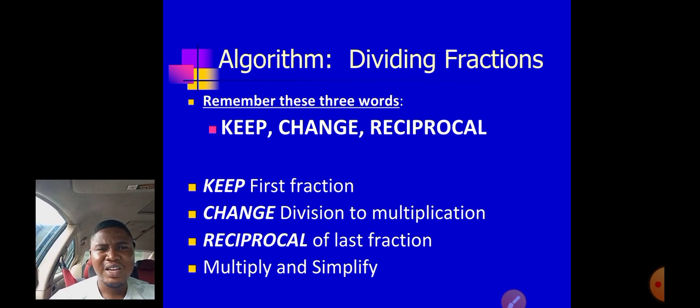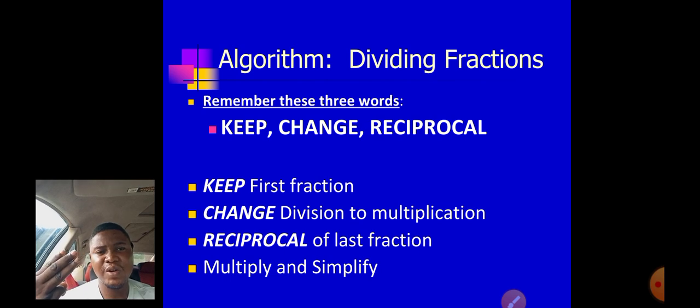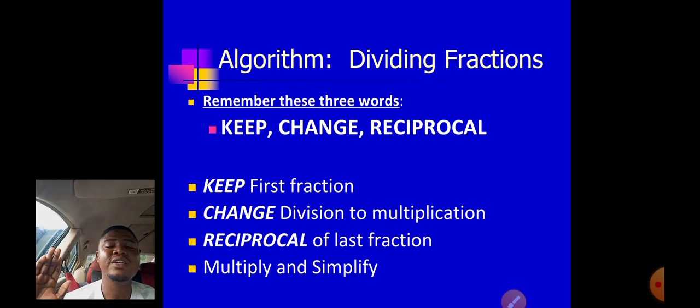Let's go again. You keep, you change, and you get the reciprocal of the last one. You keep the first fraction, change the division to multiplication, and do what? Get the reciprocal of the last fraction. Then you finally multiply and simplify.